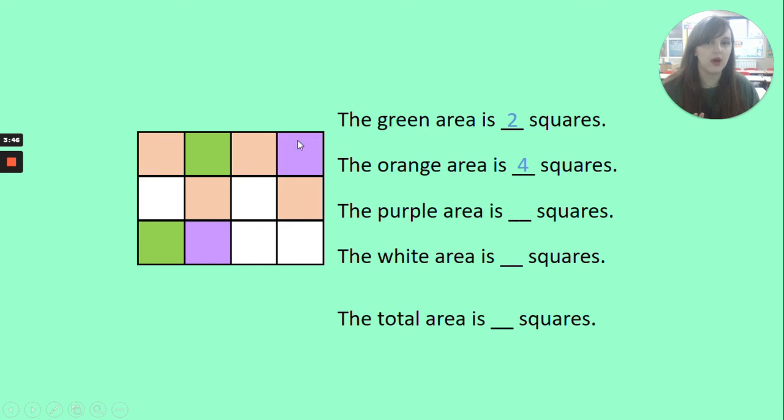And the white area, 1, 2, 3, 4. 4 squares. The total area is really easy to find out because total means all together. So we just count up the squares all together. 1, 2, 3, 4, 5, 6, 7, 8, 9, 10, 11, 12. The total area is 12 squares.